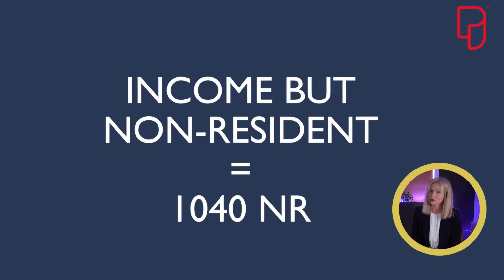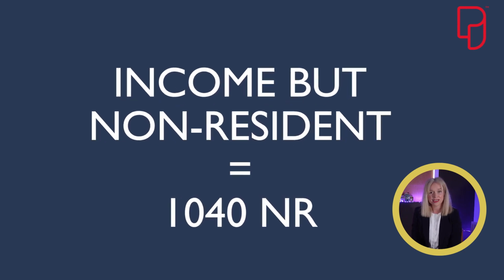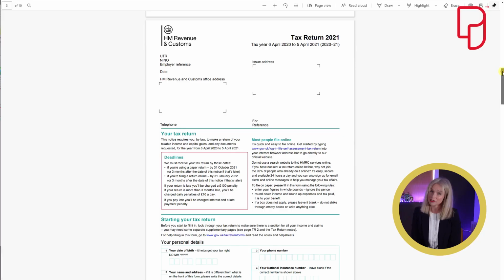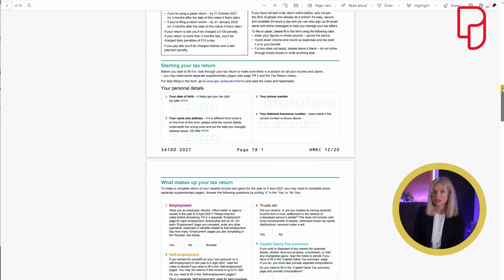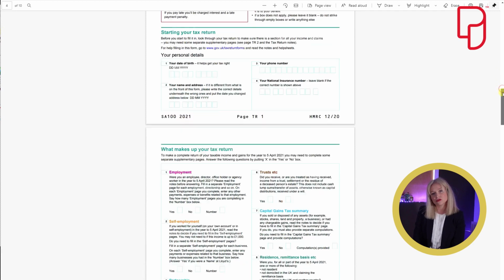If you're filing because you have income in the US but you're not resident there, then you don't use a 1040. No, you use a 1040-NR. And again, there are differences to those two forms. In the UK, you're going to use an SA100 and again some additional documents.